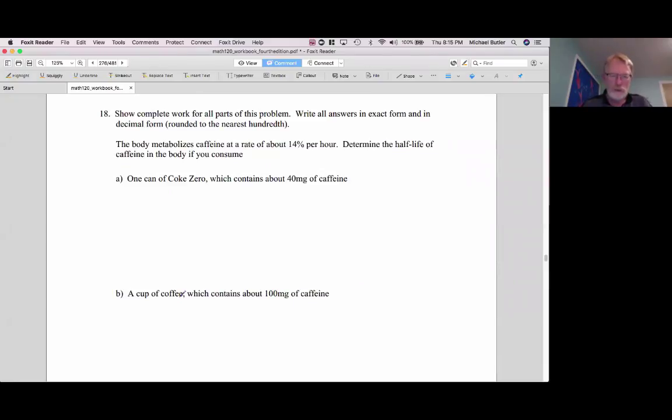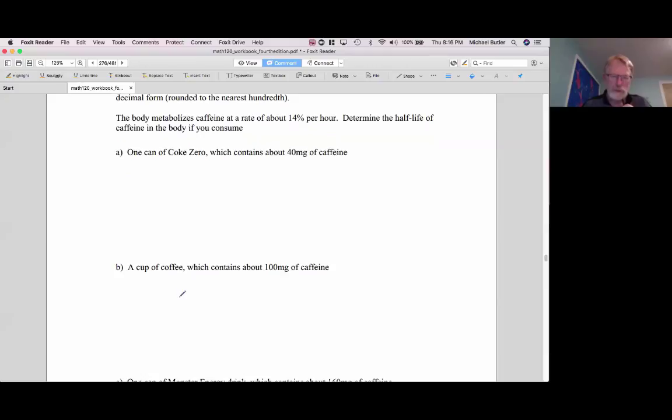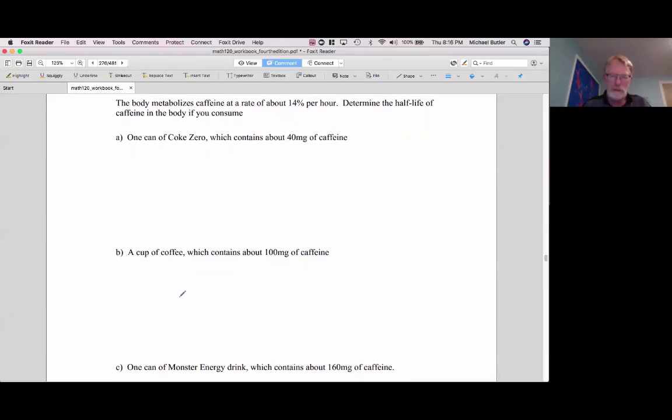Okay, so show complete work for all parts of this problem. Write answer in exact form and decimal form, rounded to the nearest hundredth. Okay, so the body metabolizes caffeine at a rate of about 14% per hour. Determine the half-life of caffeine in the body if you consume 1 can of Coke, which contains about 40 milligrams of caffeine, okay? All right, so that's our decay rate, right? They gave us the metabolizing, it means it's decaying at 14% per hour.